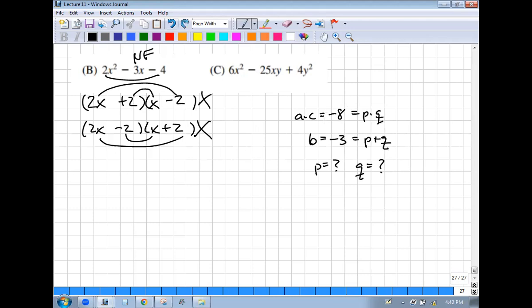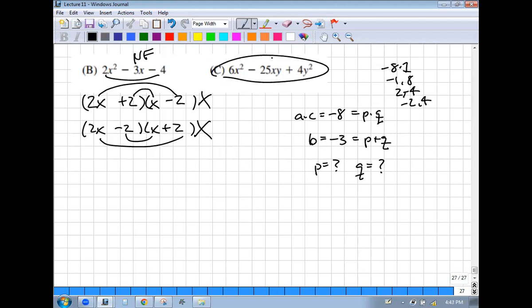I could have like a minus 8 and a 1, but they don't add to give me that. Of course, a minus 1 and an 8, they don't add to give me that. I could do a 2 and a minus 4, but they don't add. I could do a minus 2 and a positive 4. They don't add to give me that. And there are no other possibilities. So there are no two numbers. That's how you would know this thing's not factorable.